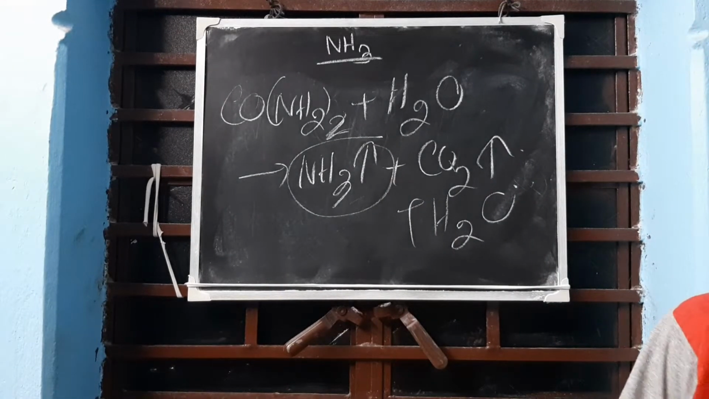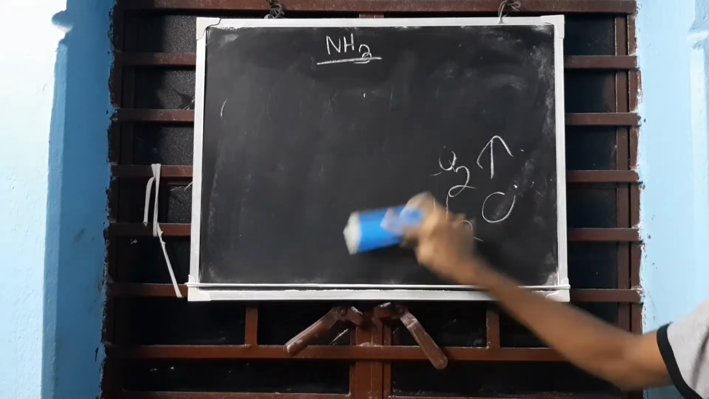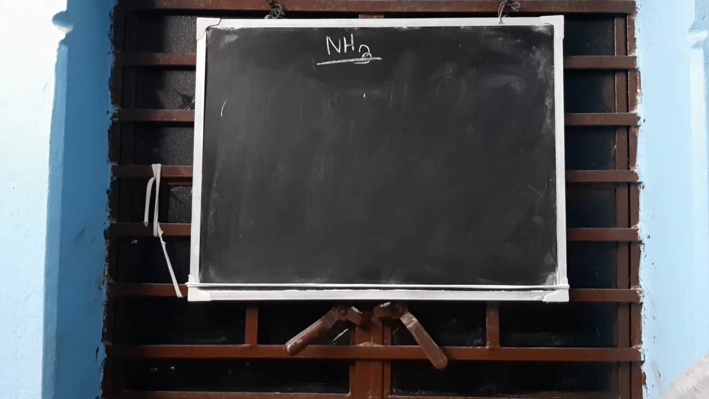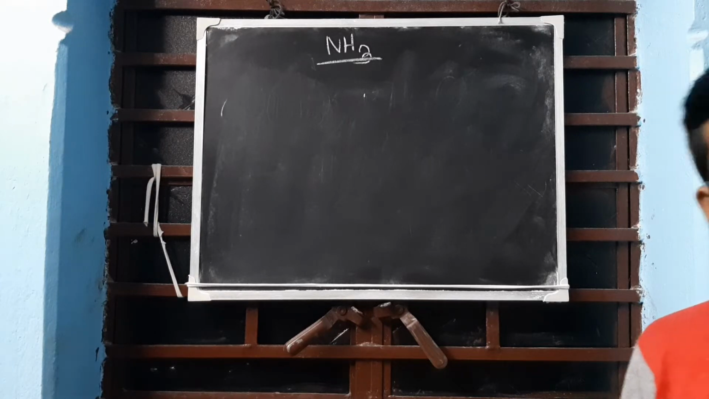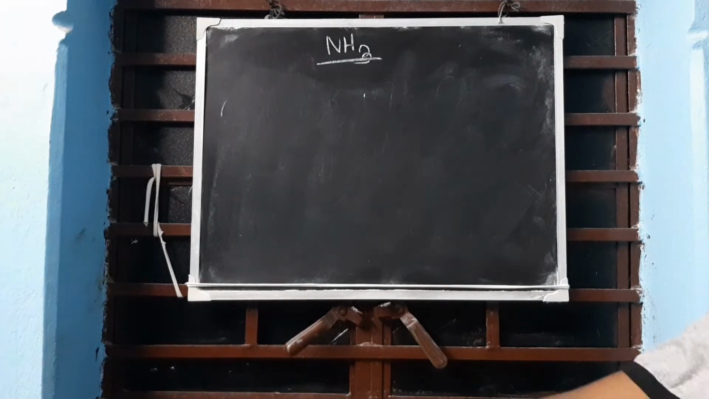Now the forms of ammonia. That is aqueous ammonia, which is simple, liquid ammonia. Then gaseous ammonia. Then liquor ammonia fortis, which is 880 ammonia. No need to know about it, that is not there.